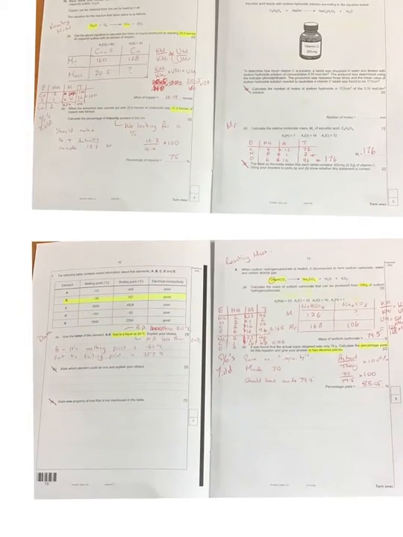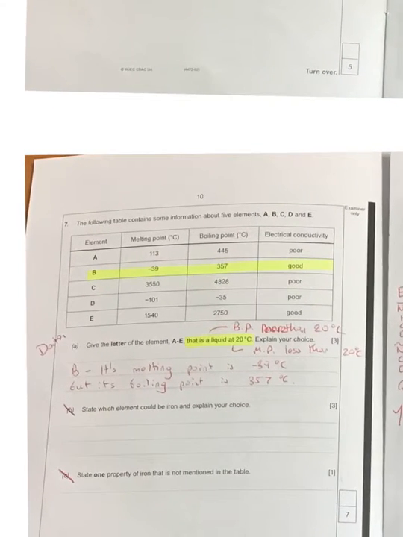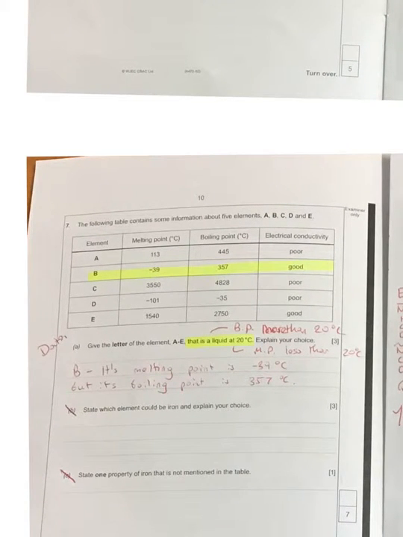Now, similar data task here. So look and give the letter of A and E that is a liquid at 20 degrees.